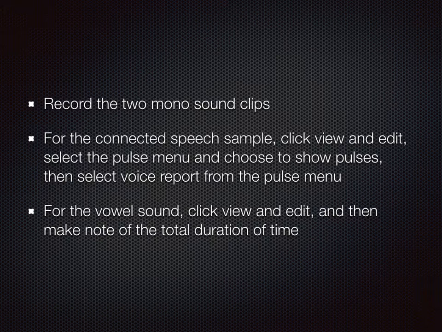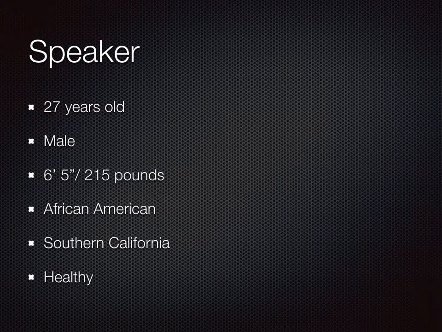So we recorded the 2 mono sound clips. In order to analyze, we then clicked view and edit. We selected the pulse menu, we chose to see the pulses, and then we selected the voice report from the pulse menu. For the vowel sound, we clicked view and edit, and then we were able to see the total duration of time. The speaker that the sample was collected from is a 27-year-old male.